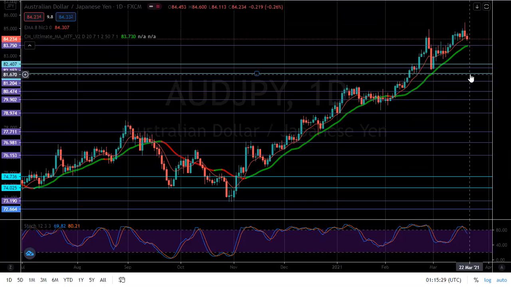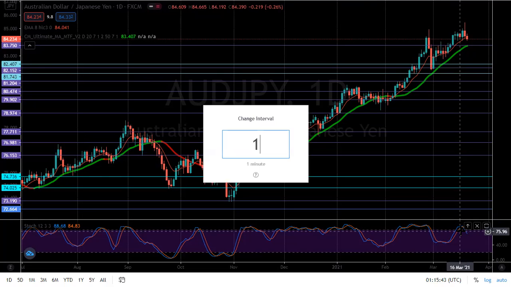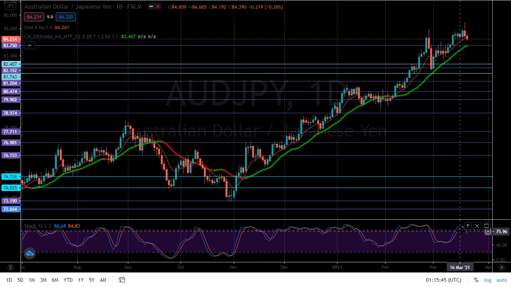Let's look at the daily time frame. Not forgetting that we have something that looks like a double top here, a double top, yep, and we have divergence here on the stochastic indicator. Okay, we're on the daily time frame.